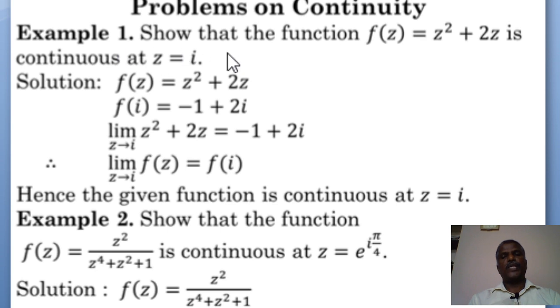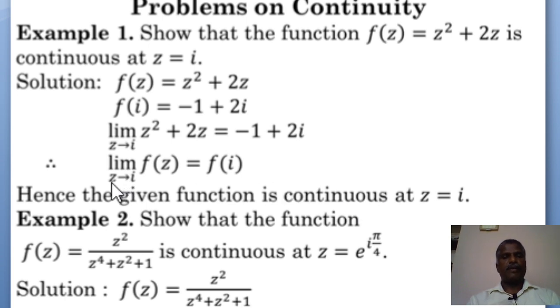Example 1: show that the function f(z) = z squared plus 2z is continuous at the point z = i. First we have to find f(i). Replacing z by i, f(i) = minus 1 plus 2i. Then we find the limit of z squared plus 2z as z tends to i. Here also we replace z by i, and we get minus 1 plus 2i. The limit is the same as f(i), therefore the third condition is satisfied, hence the given function is continuous at z = i.